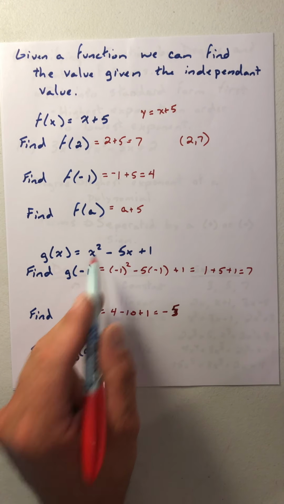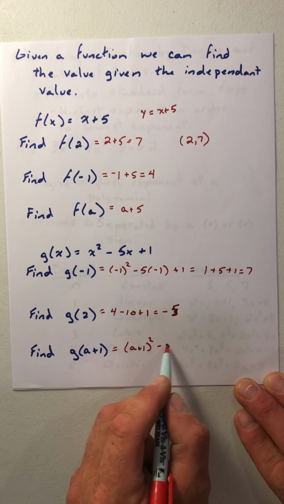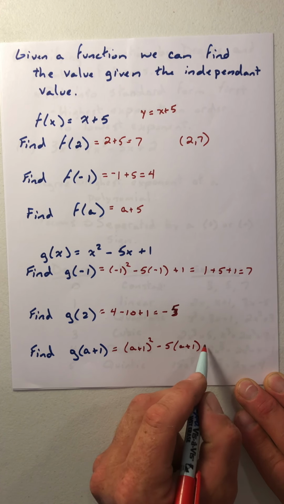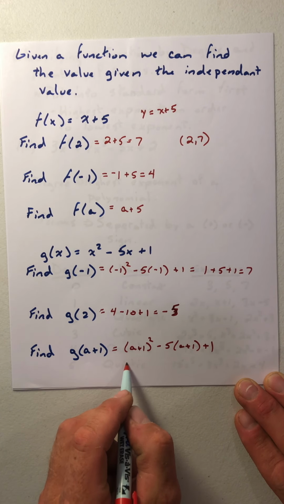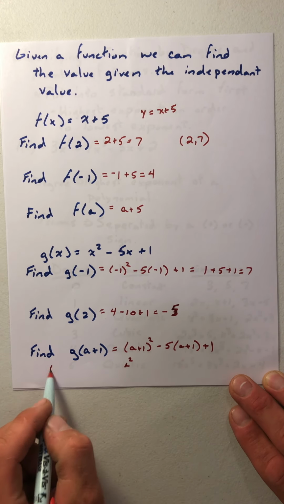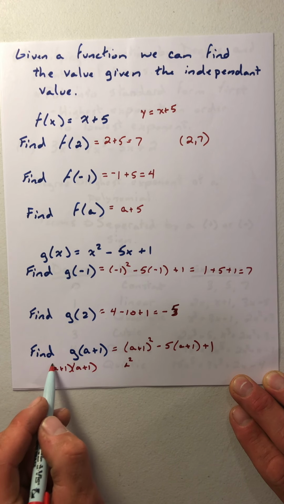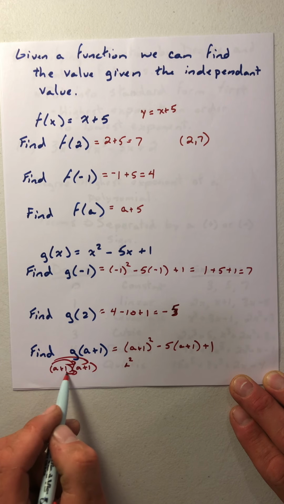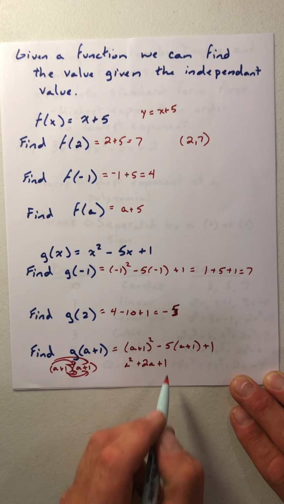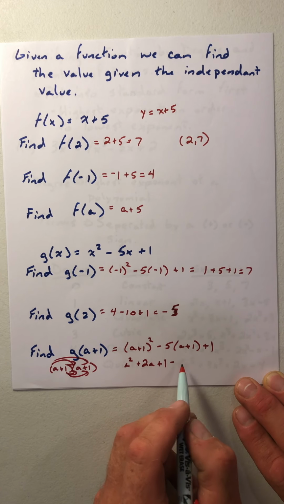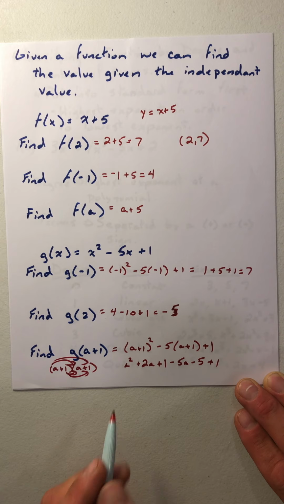So I'm going to take my a plus 1 and plug it in. So I get a plus 1 squared minus 5 times a plus 1 plus 1. A plus 1 squared. Remember, a plus 1 squared is a plus 1 times a plus 1. If I distribute this out, like we did in Algebra 1, we'll get a squared plus 2a plus 1. Multiply your negative 5 through, we get negative 5a minus 5 plus 1.